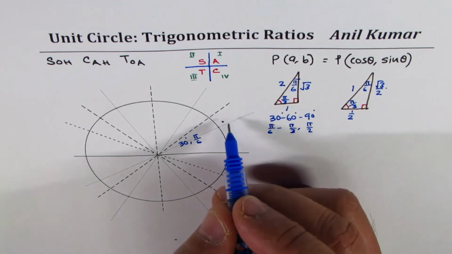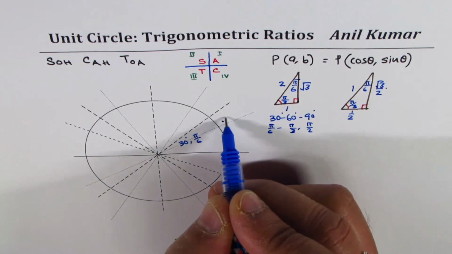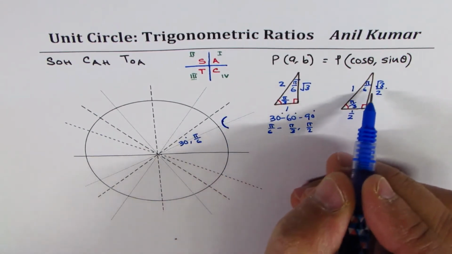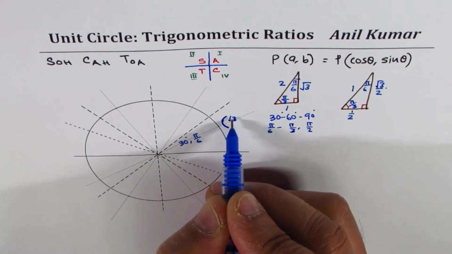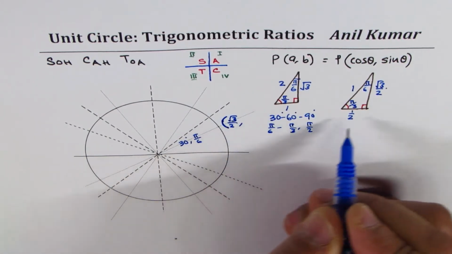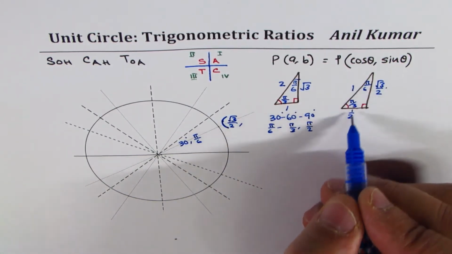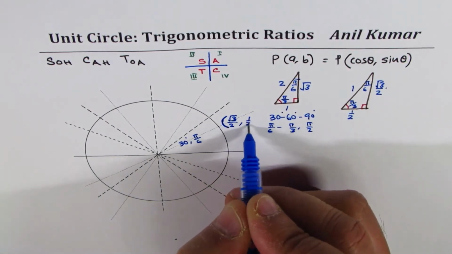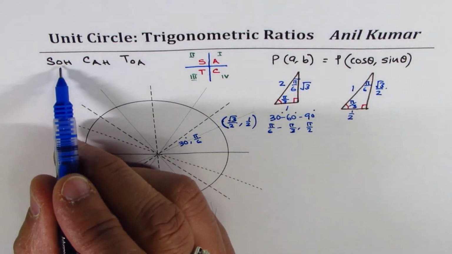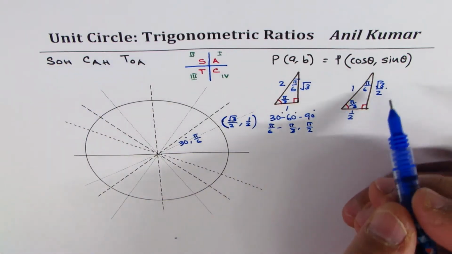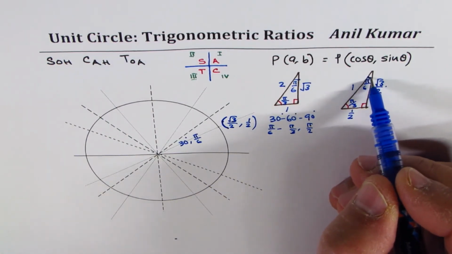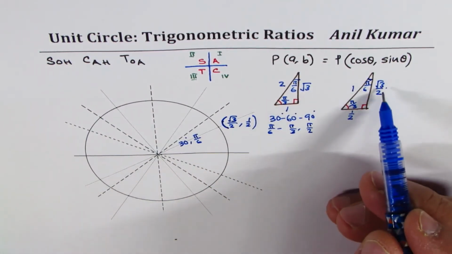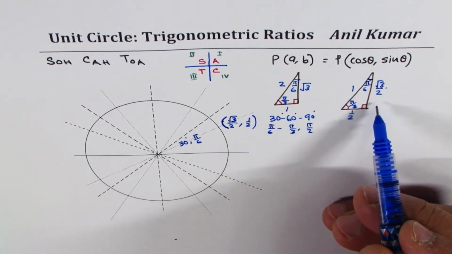Is it okay? So we get the point as, let me write it down, square root 3 over 2, and opposite to pi by 6 the value is half, correct? So sine is opposite, adjacent is cosine. If you're looking from this angle, pi by 6, adjacent is square root 3 over 2. Does it make sense to you?